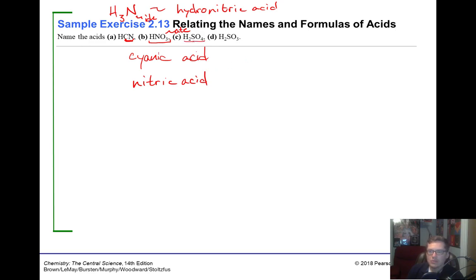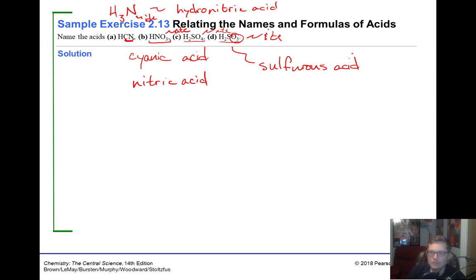This one here would be sulfuric acid. And then this one here, so this was sulfate, right? This would be an ate. This one here, SO3, is 1 less oxygen than our SO4, so this would be an ite. That means this one would be sulfurous acid.